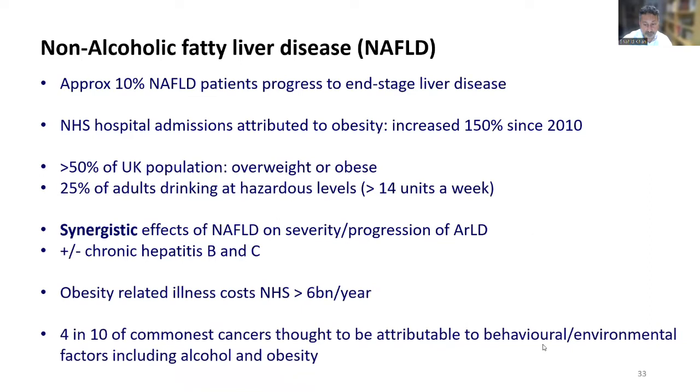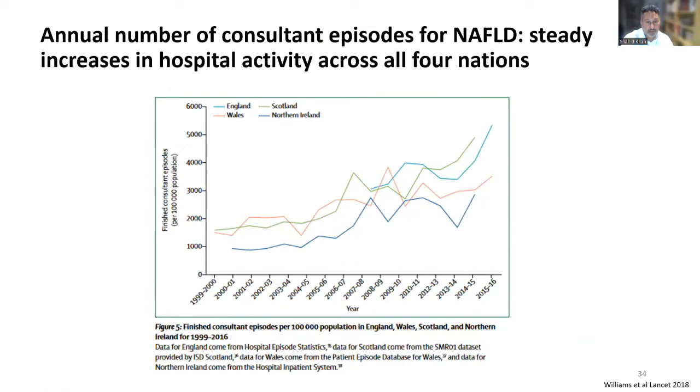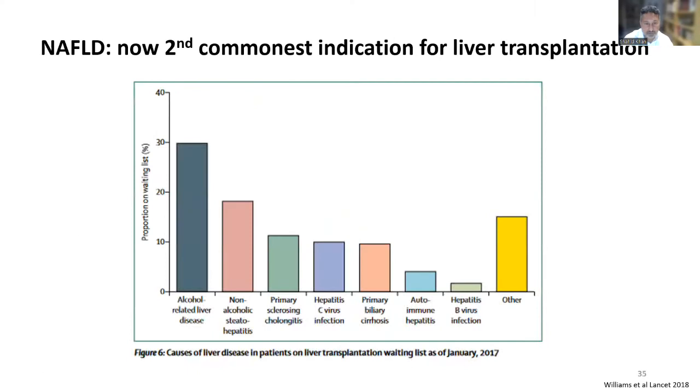And it's not just liver disease we're talking about. It is thought that 40% of the commonest cancers are attributable to behavior and environmental factors, including alcohol and obesity. This just shows the increase across the 4 nations of the United Kingdom, England, Scotland, Wales, and Northern Ireland, from the beginning of this century, in consultant episodes for fatty liver disease. So this is happening across all parts of the UK.